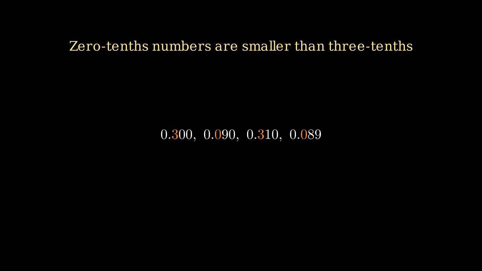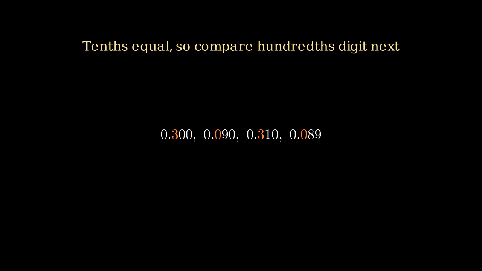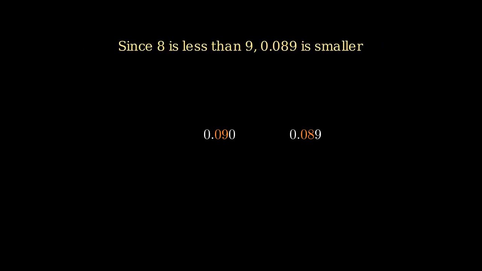Looking at the tenths digit, we have 3, 0, 3, and 0, so the two starting with 0 in the tenths place, 0.090 and 0.089, must be smaller than the two starting with 3. Comparing 0.090 and 0.089, the tenths digits match at 0, so we move to the hundredths digit, 9 versus 8, so 0.089 is smaller than 0.090.